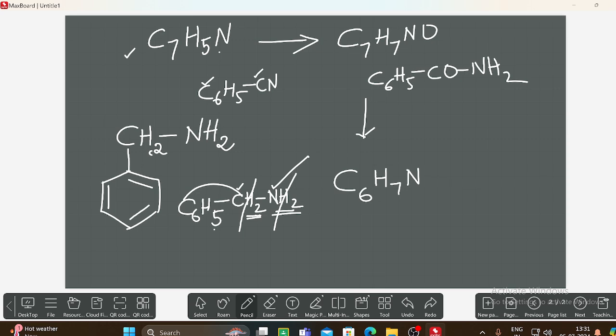Now the last one, C6 only, which means I have only the benzene ring, C6H6. So the other heteroatom is nitrogen. Now it becomes C6H5N. Remaining I need 2 hydrogen. So NH2. That's all.